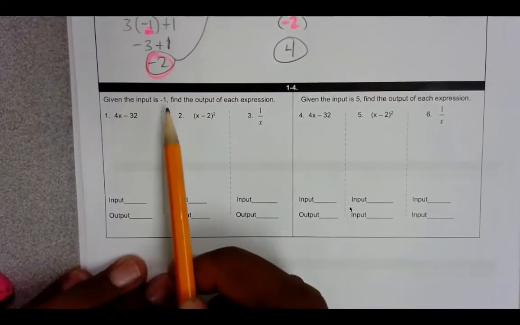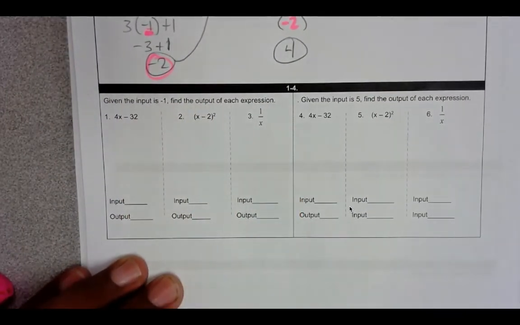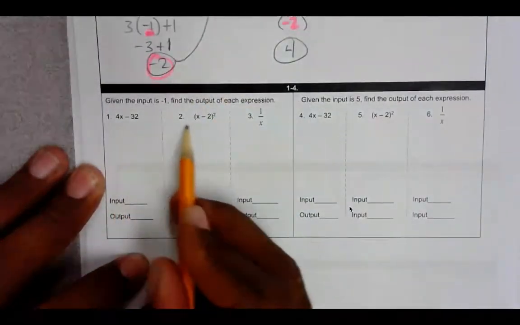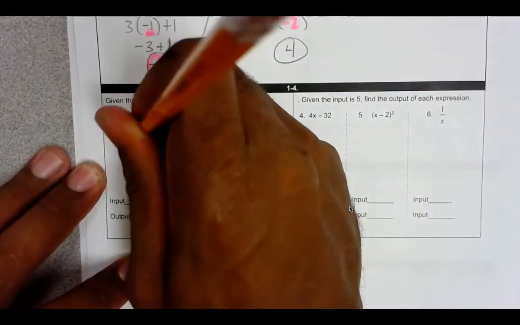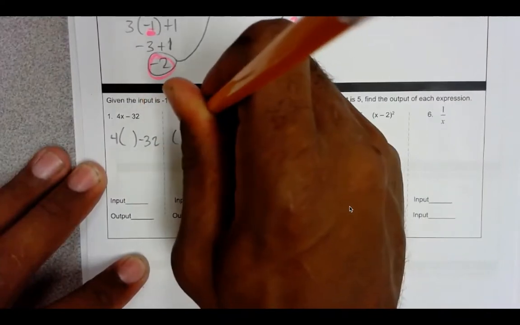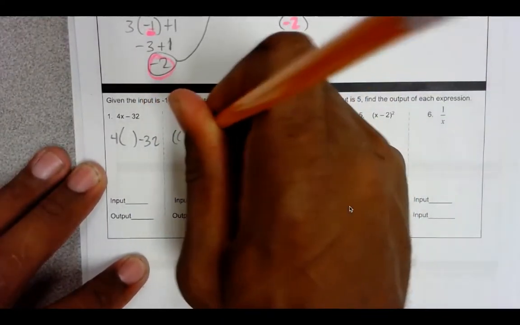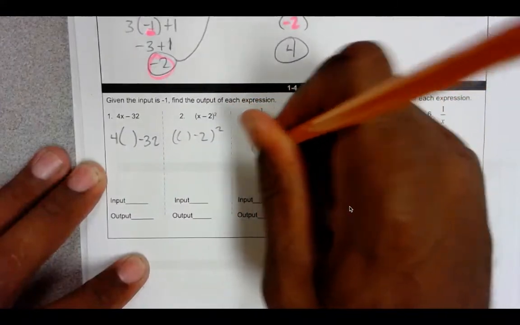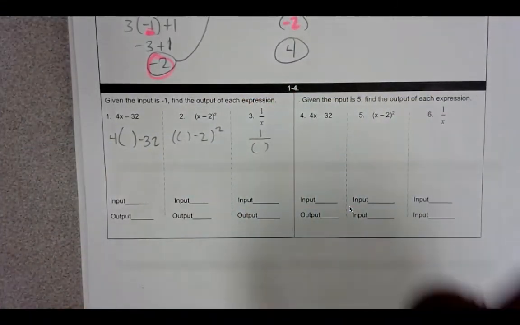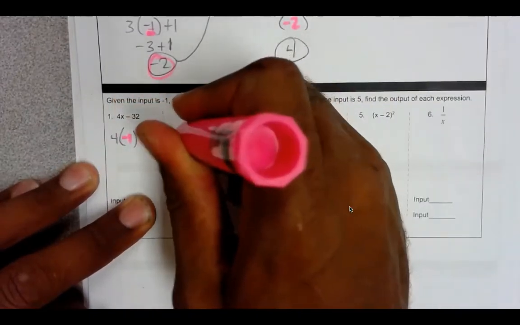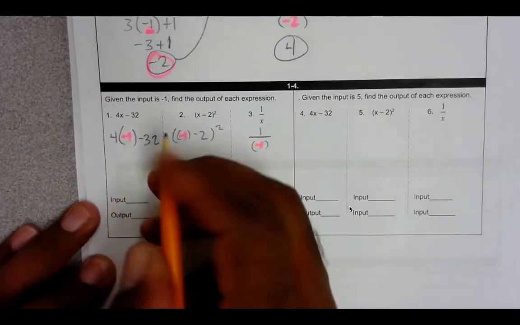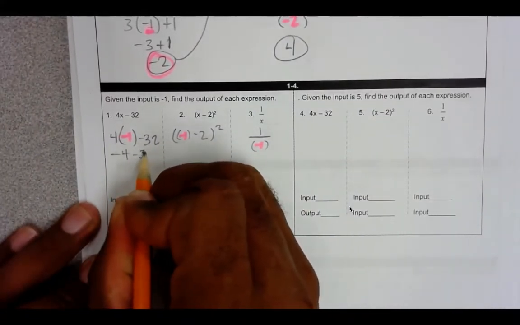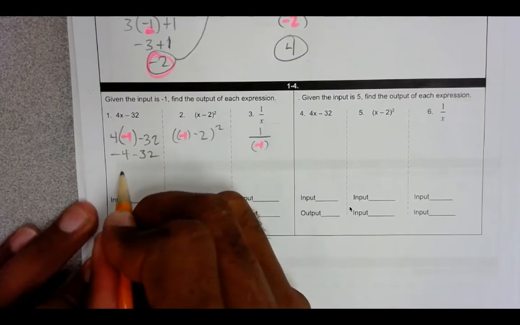Now here, given the input is negative 1, find the output of each expression. That means for all of these, I'm just going to plug in negative 1. So negative 32, and then this one, I'm just going to put in that negative 1 here, and then here 1 over that. Again, it's going to be the same input for all 3 of these expressions. First, 4 times negative 1 is negative 4. Negative 4 minus 32 is negative 36.